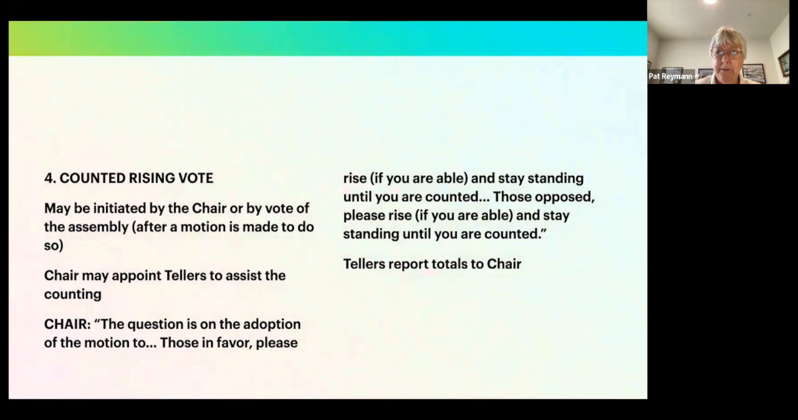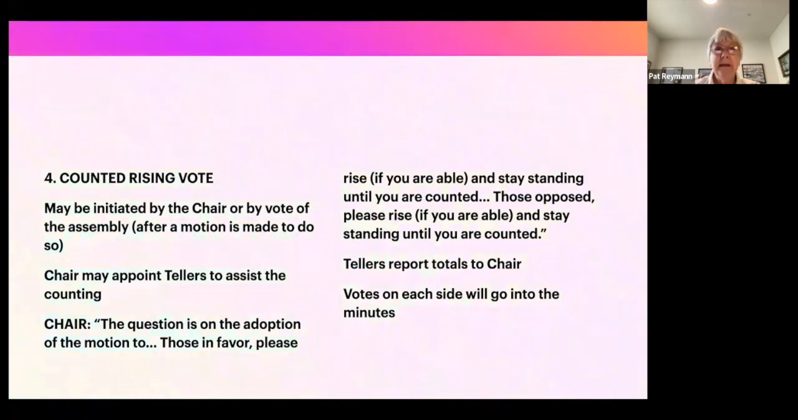and the chair then makes the determination which side has won. Now the votes will be given on both sides. In a case of a counted vote, it'll be so many people in favor, so many people against, and that needs to go into the minutes. Whenever there is a counted vote, the secretary should include that in the minutes.